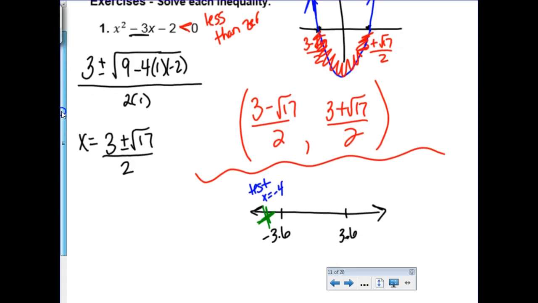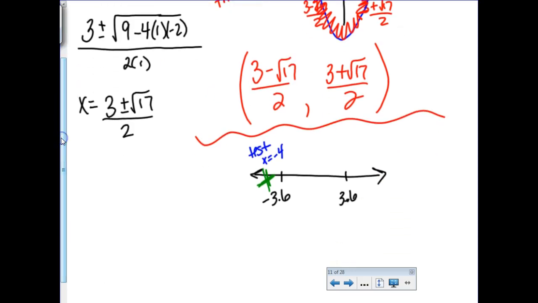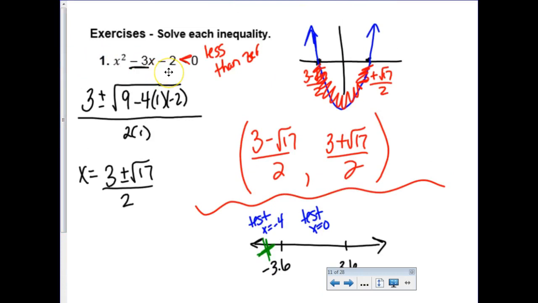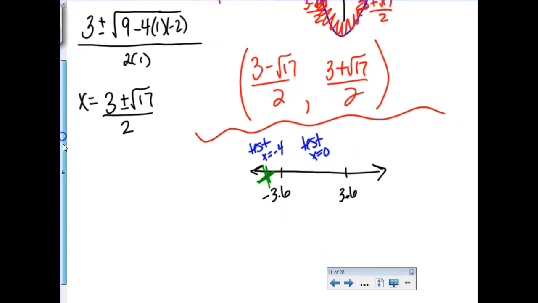Okay, test something in between negative 3.6 and 3.6. 0 sounds great. So when you plug in a 0, you get 0 minus 0 minus 2, so something negative. And then when you test something bigger than 3.6, what would you like to test? 4. 4 sounds great. I said 4. All right, plus. It's positive. I am boring, but I'm lazy is the overarching adjective there, guys.